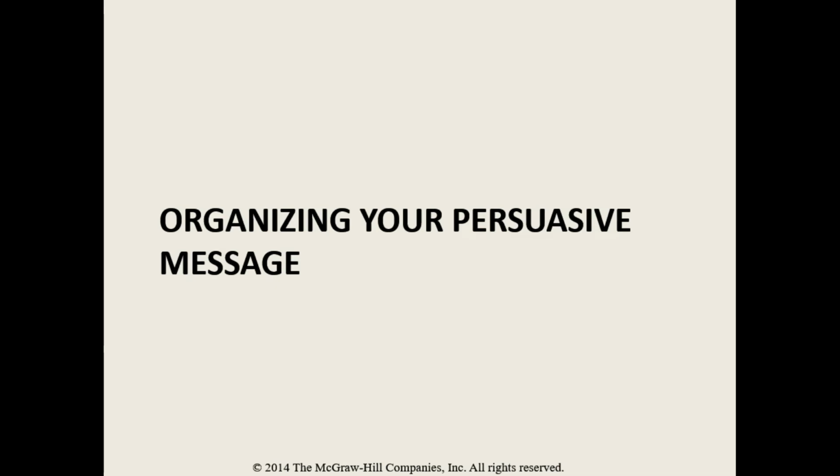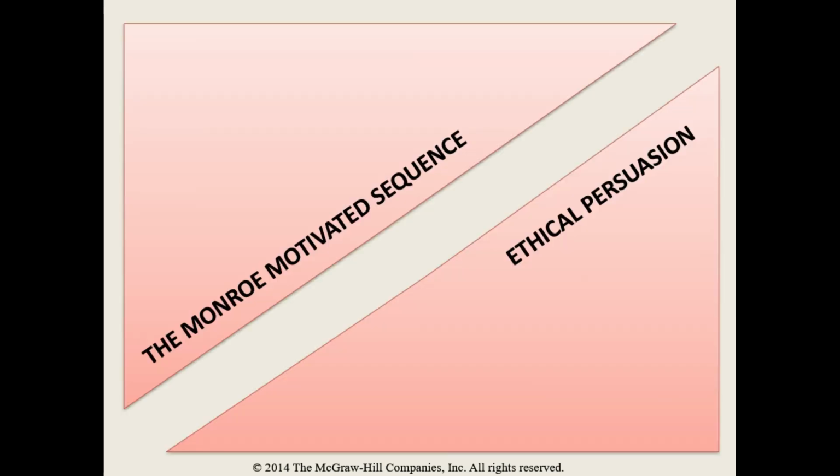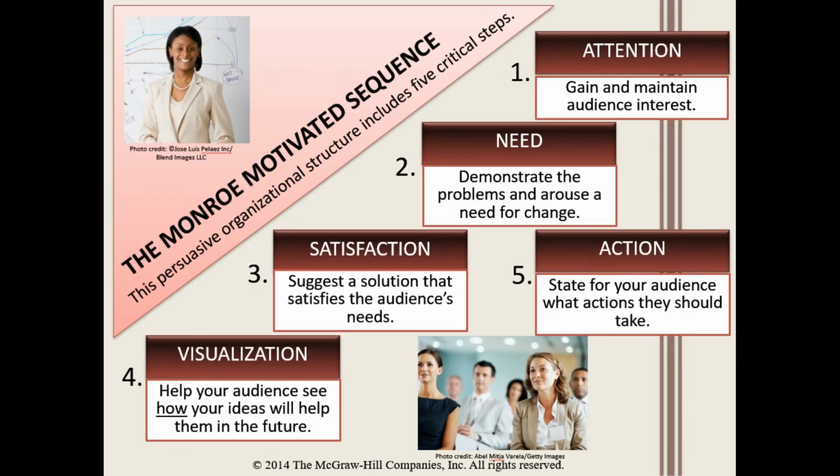Organizing your persuasive message. There's a couple things you should know about the Monroe motivated sequence and ethical persuasion. The Monroe motivated sequence involves 5 things, and this is really, really important to remember. If you want to take notes, do a screenshot, do something. We're going to be on the screen for just a little bit.